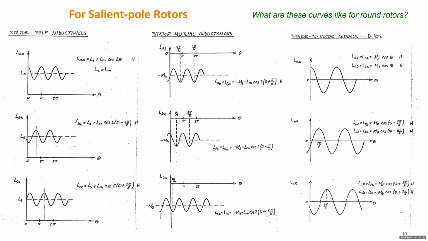So for the round rotor generator, this curve will be just a straight line. This part is 0. Definitely, you have to assume this round rotor generator is perfectly designed. In reality, there may be a little variation, but you can just assume this one to be a straight line, and those three are negative straight lines. But how about this column?